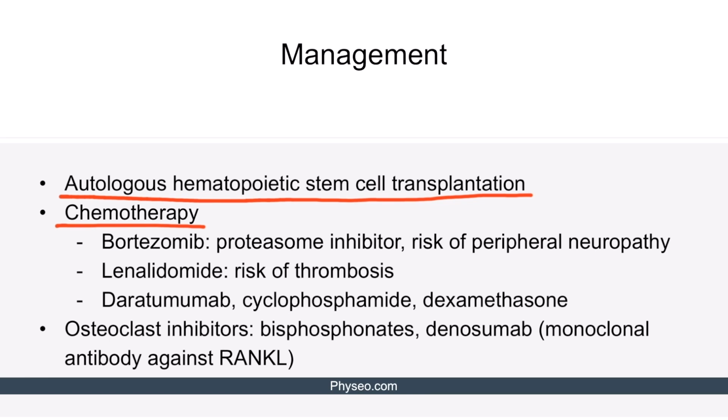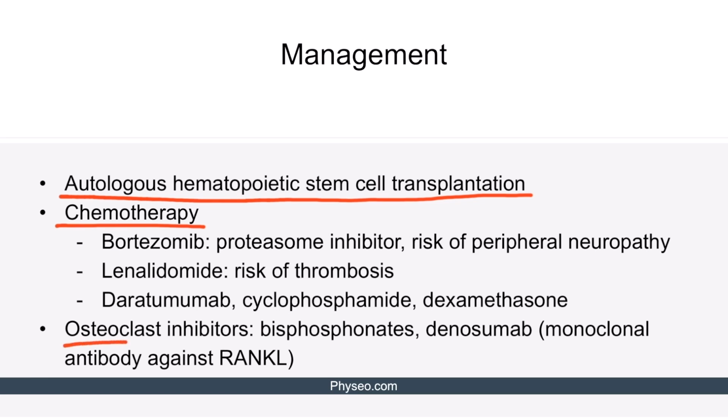Some agents that can be used include bortezomib, lenalidomide, daratumumab, cyclophosphamide, and dexamethasone. The choice of initial chemotherapy regimen depends on risk stratification, as well as eligibility for autologous hematopoietic stem cell transplantation and evaluation for comorbidities. It's worthy to note that bortezomib, which is a proteasome inhibitor, is associated with a risk of peripheral neuropathy. Lenalidomide is associated with a risk of thrombosis. Therefore, antithrombotic prophylaxis should be considered if a patient is prescribed this medication.